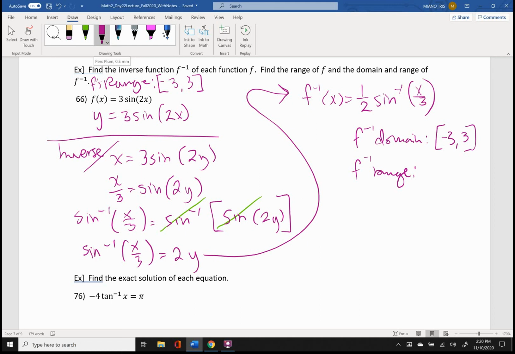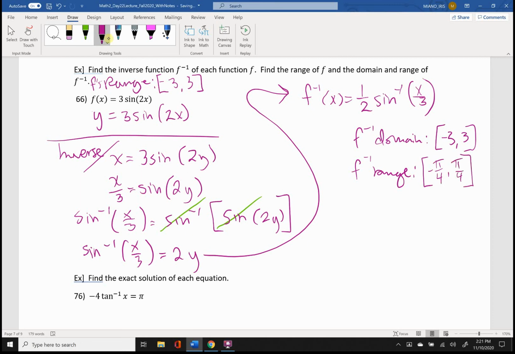Just a moment, let me see. Where did I get that from? The range of F inverse is going to be, the sine inverse range is from negative pi over 2 to pi over 2, right? But we got to cut it in half because we have this half coefficient out in front. Yeah, that's right. Okay, so that's going to make the range of the inverse function go from negative pi over 4 to pi over 4.